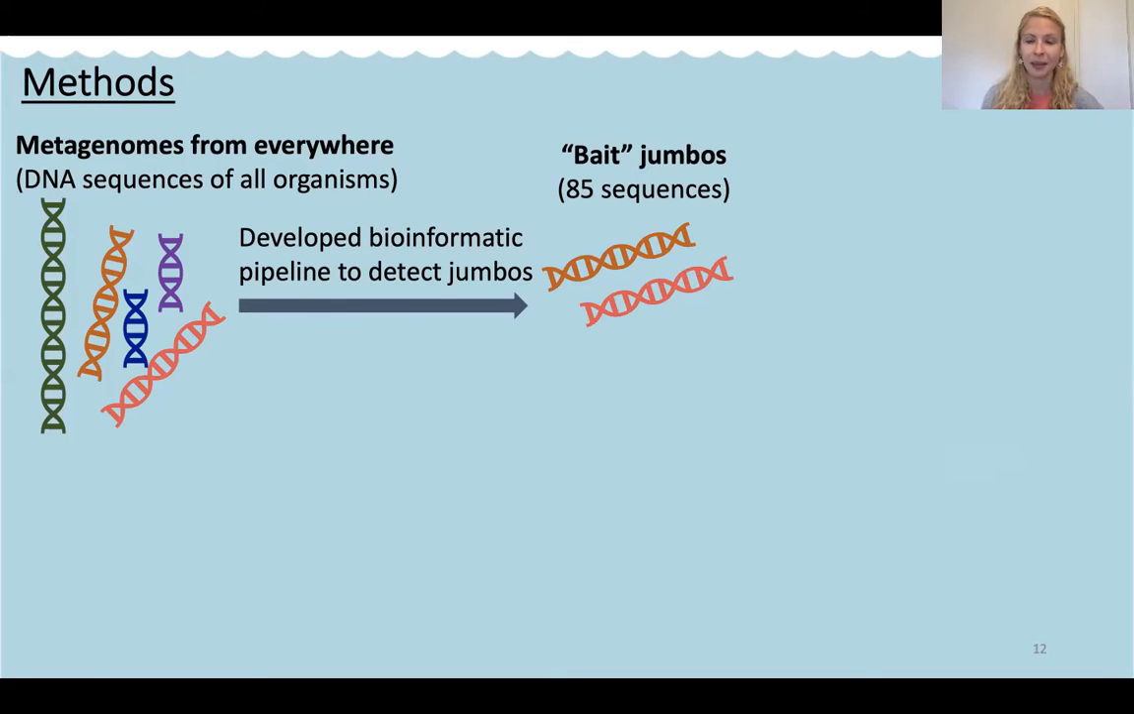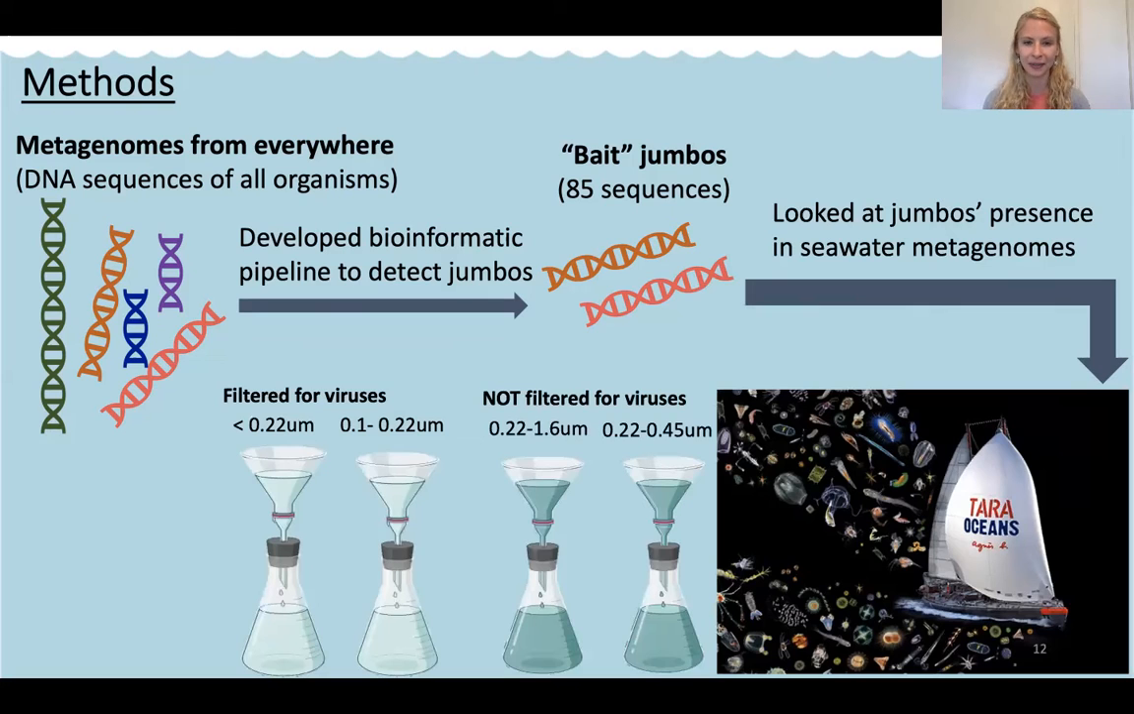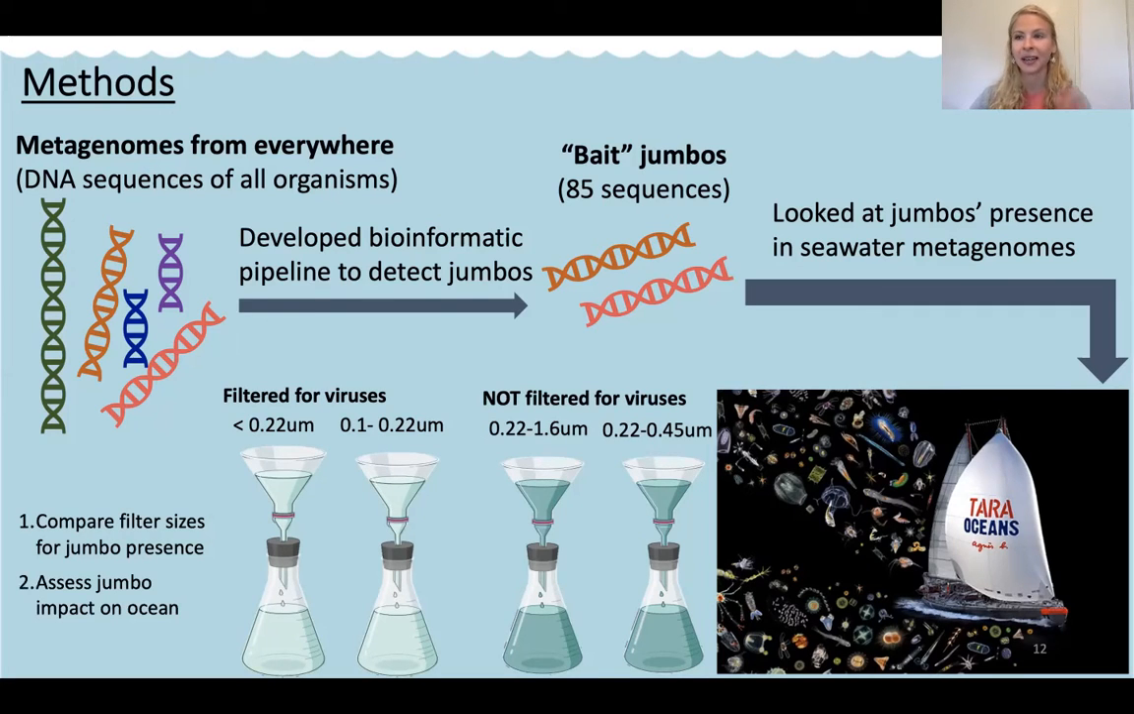And we looked at the presence of these jumbos in seawater metagenomes. And we used this Tara Oceans data set because Tara Oceans has gone around the world collecting seawater samples and has filtered this seawater at different size fractions to enrich for different types of organisms. And some of these filters included those below that 0.22 micron cutoff and above that 0.22 micron cutoff. So this was the perfect data set to look at the presence of jumbos in samples that use different filter sizes, and also look at how jumbos might be affecting the ocean based on where they're found in the ocean.